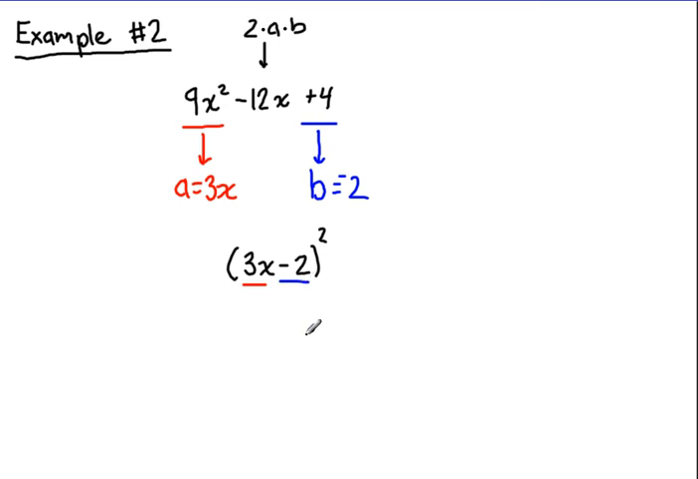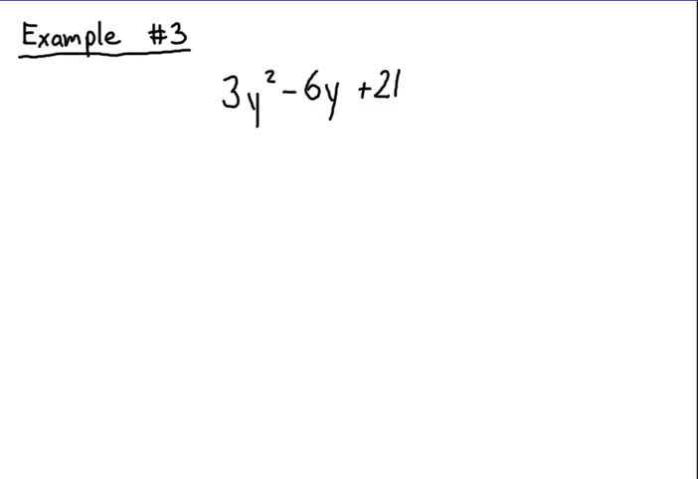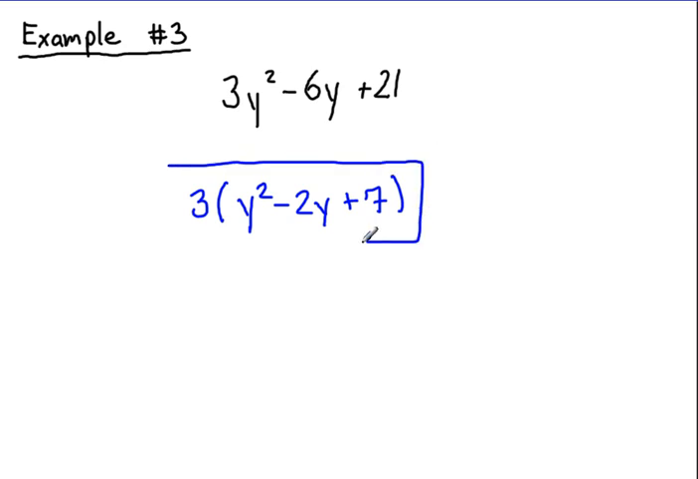Real quick on example 3, we see we can take out a common factor of 3, leaving us with 3y squared minus 2y plus 7. Looking at the remaining trinomial, you could try and do a sum and difference. You can try and do product sum, but this is not going to be factorable any further. This here is our final answer.